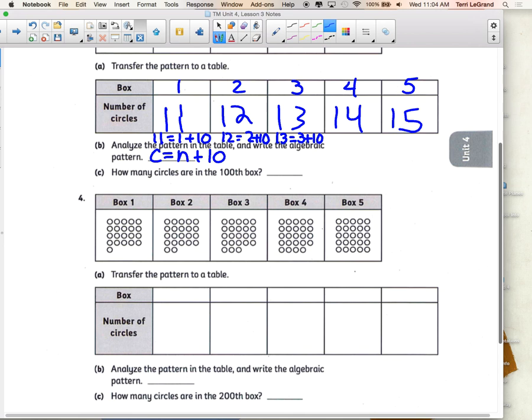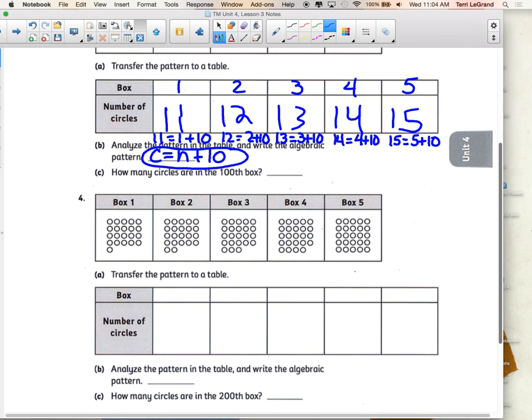So we're going to say, does 14 equal the box number 4 plus 10? Yes, okay. Does the number of circles 15, C, equal the box number plus 10? Yes, okay, so we have a good algebraic pattern. We're going to circle that.